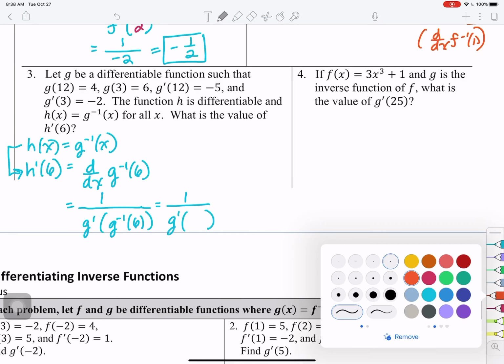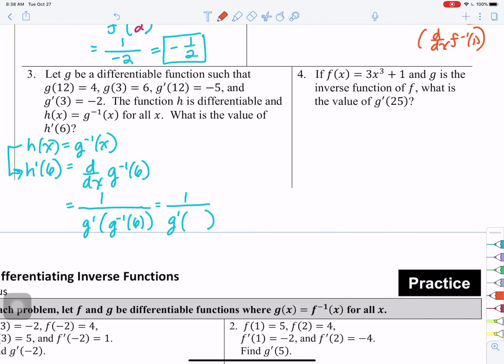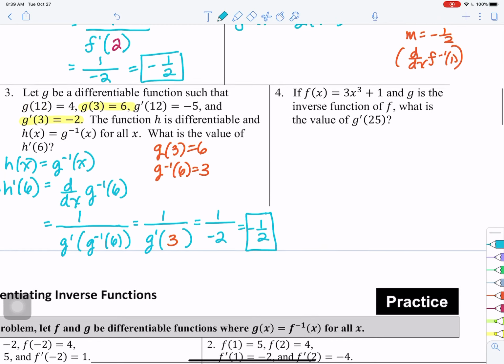So what's really important is we know that g of 3 is equal to 6. That's given. So it must be that g inverse of 6 is equal to 3. Okay, and now we need g prime of 3. So from the table, g prime of 3 is negative 2. And again, we have an answer of -1/2. Not every answer is going to be -1/2. Okay, let's look at number 4.